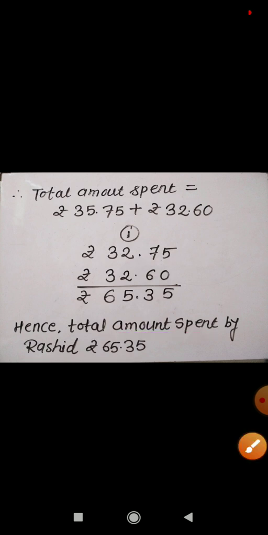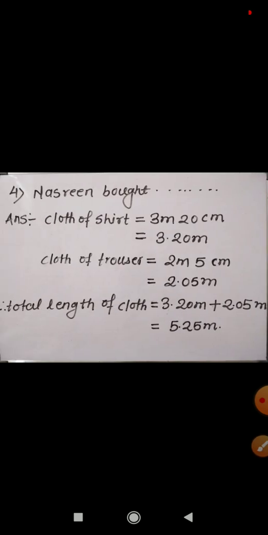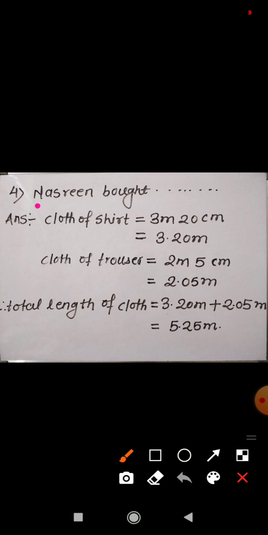Now question number 3 is just similar to the question number 2. So question number 3 you can do on your own. Now coming to the question number 4. The question is, Nasreen bought 3 meter 20 centimeter cloth for her shirt and 2 meter 5 centimeter cloth for her trouser. Then find the total length of cloth bought by her.